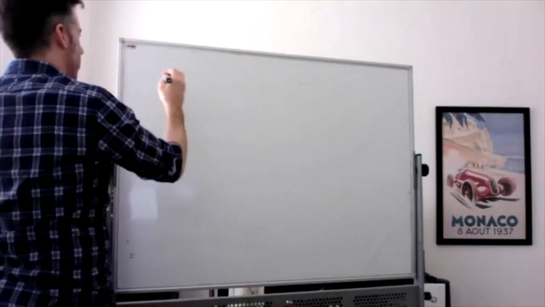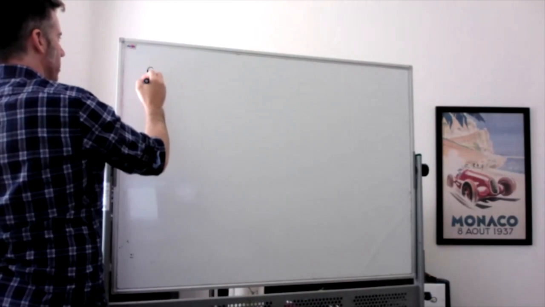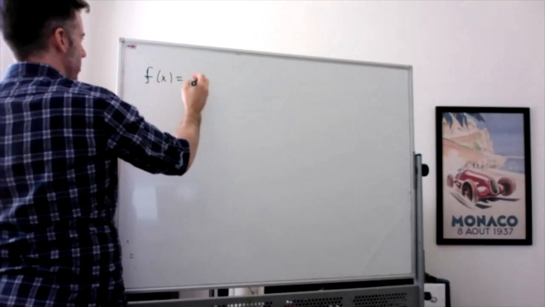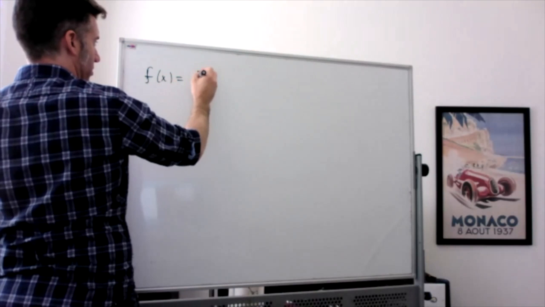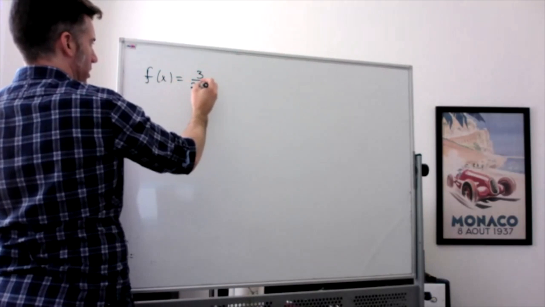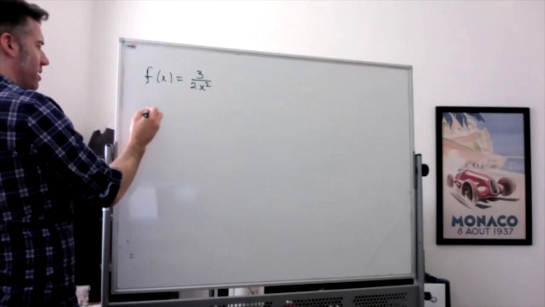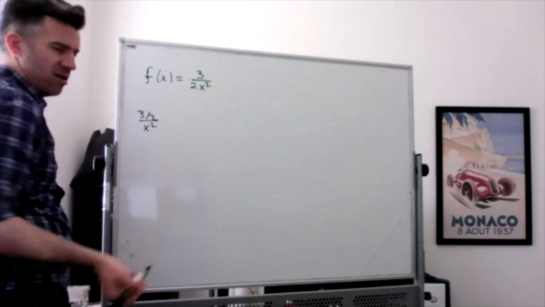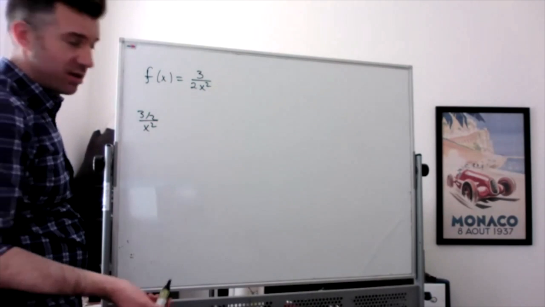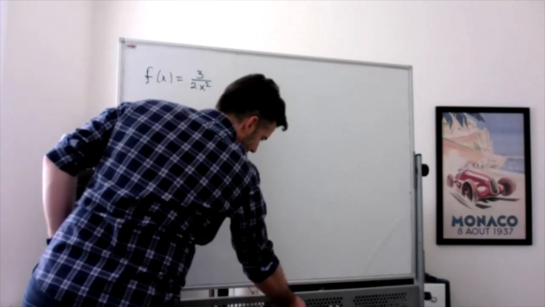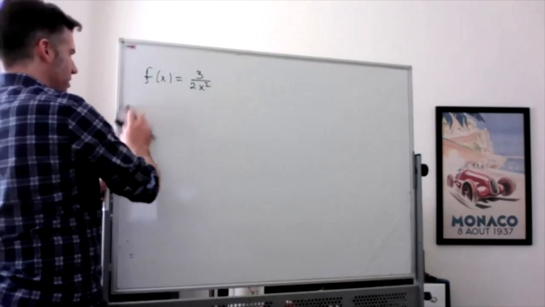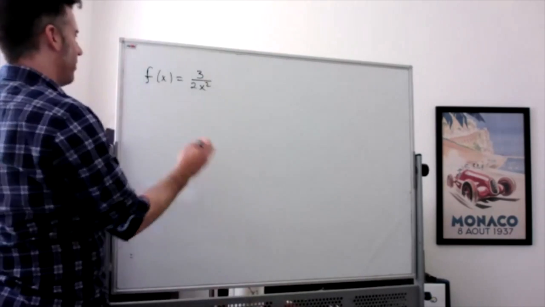So for this probability density function, f of x equals k over x squared, which is 3 over 2x squared. You could also write it as 3/2 over x squared, but that feels weirder to me. I try to avoid fractions in fractions if I can. So let's find the expected value.